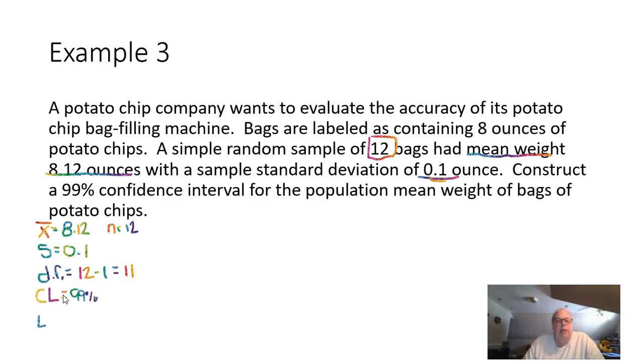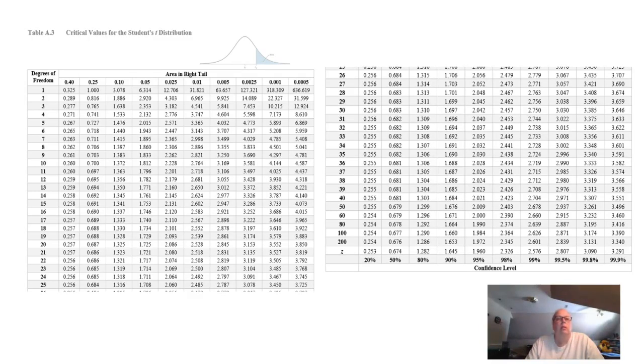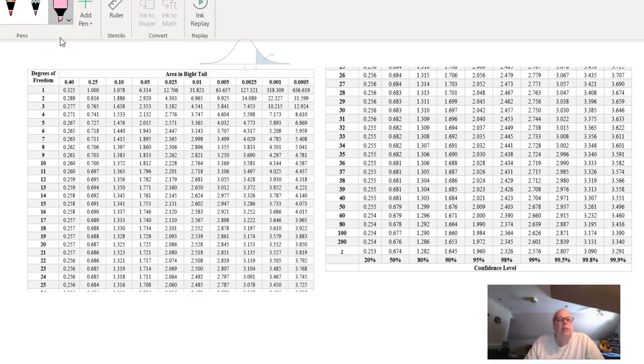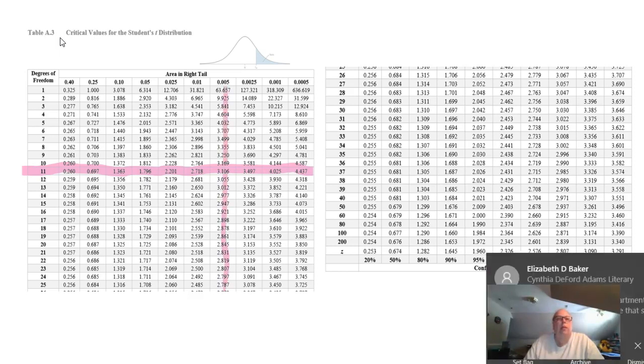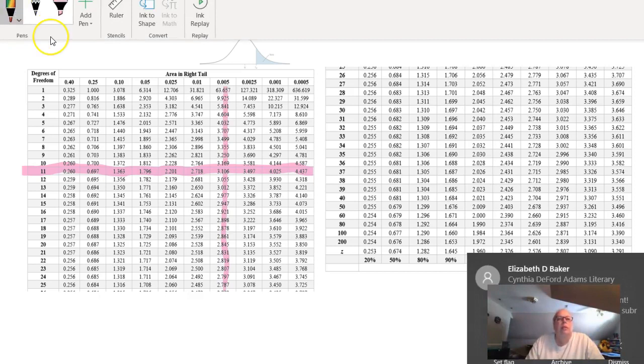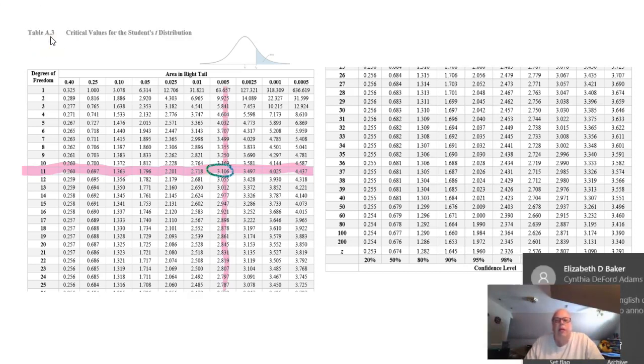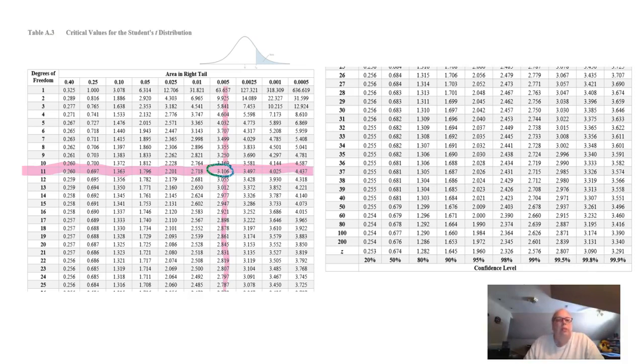Okay, so now I'm going to go over to table A3, and I am going to get my t-value. I'm going to be on line 11, and I'm going to be on column 99%. Line 11 is going to be right here. And then column 99%, the fourth one from the right, is right here. And so it looks like I want this value right here, 3.106.